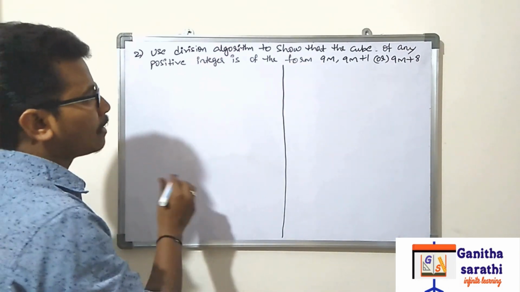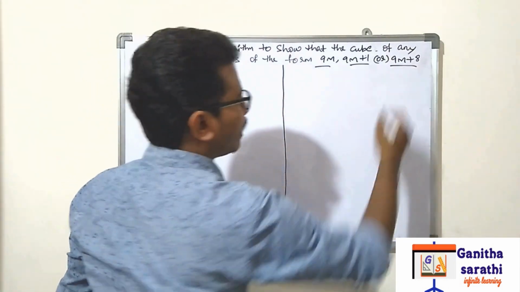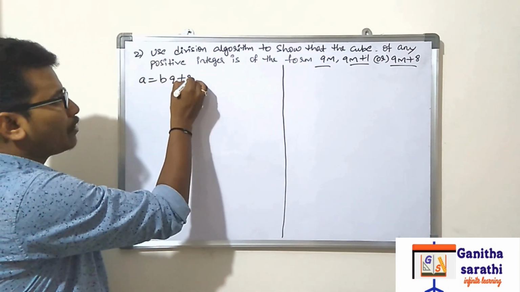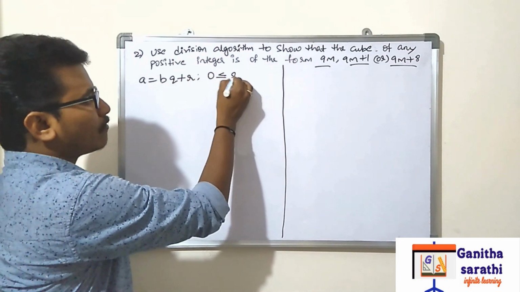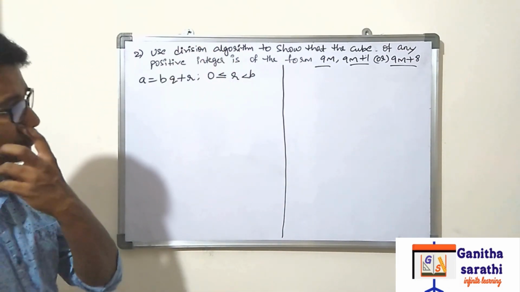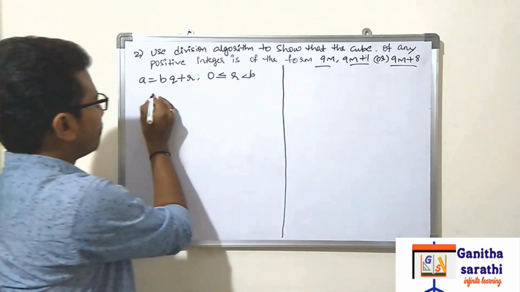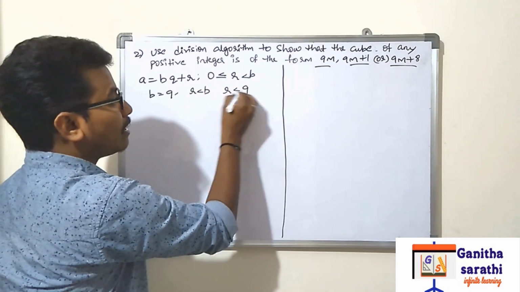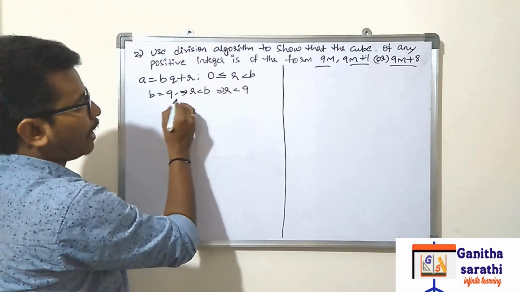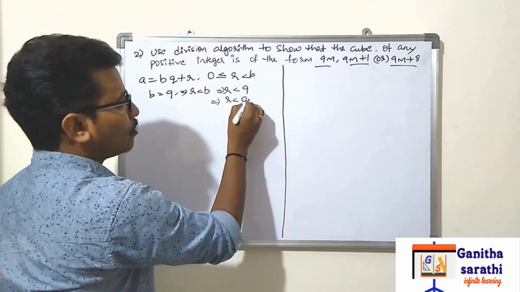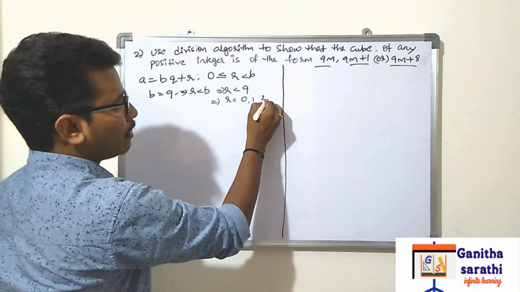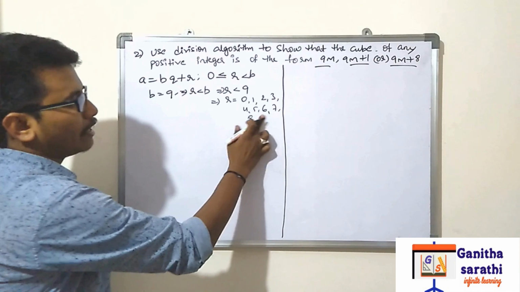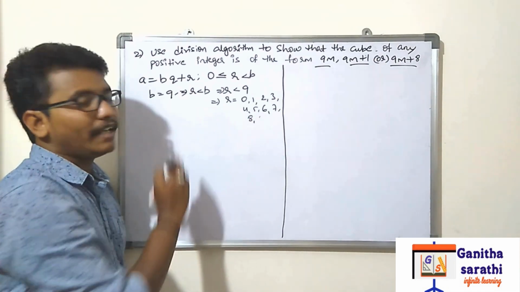Okay, now see here, we have the forms 9m, 9m plus 1 and 9m plus 8. So what is the Euclid division algorithm? a is equal to bq plus r, and the condition is 0 less than or equal to r less than b. So here what is the b value? The b value is 9, and r less than b means r should be less than 9, right? So r will be equal to 0, 1, 2, 3, 4, 5, 6, 7, 8. That means how many cases should we do? 9 cases we have to do.